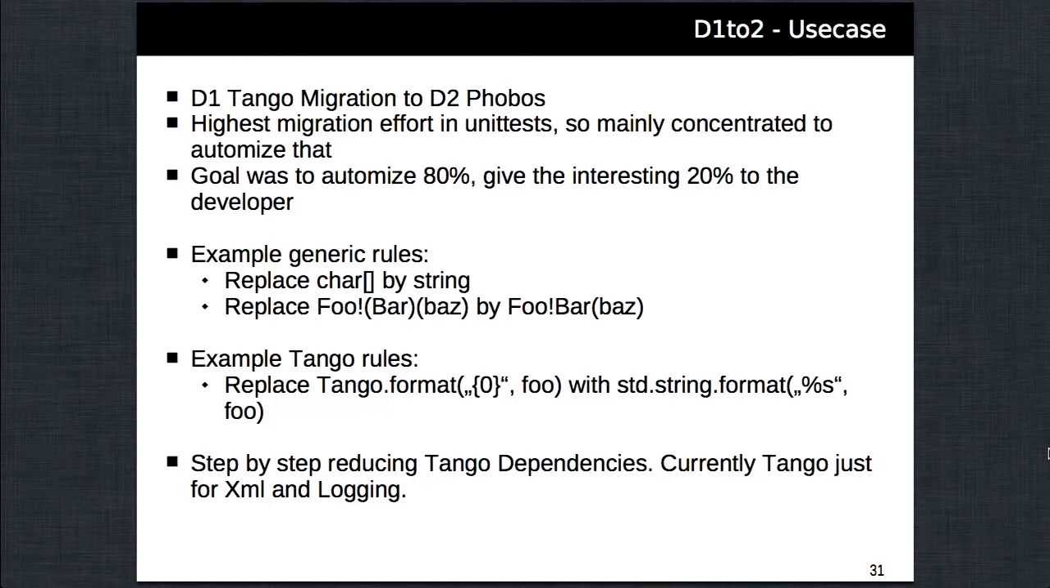So just some easy example rules. When we see in D1 code a character array, we just replace it by string. We remove the parentheses from template calls. And as we also switch from Tango to D, we are also replacing Tango format strings with standard string format. So it's quite handy for the developer to update to D2.